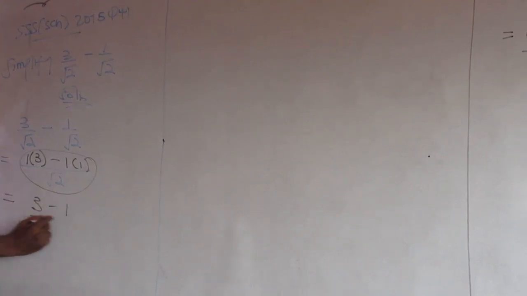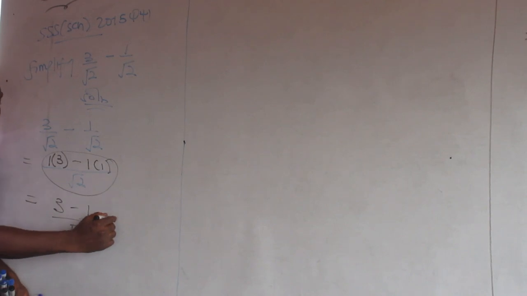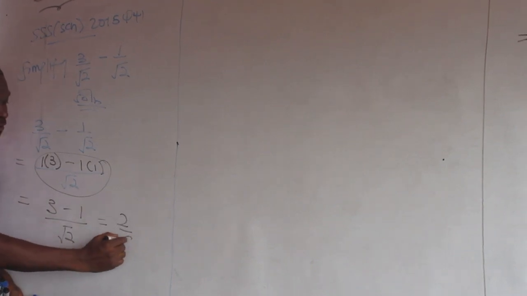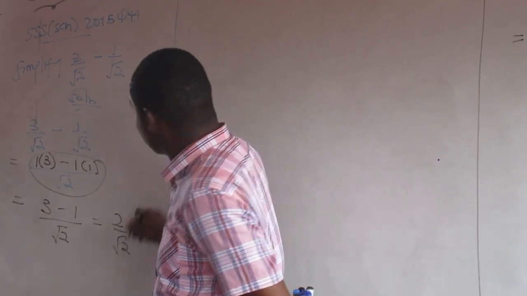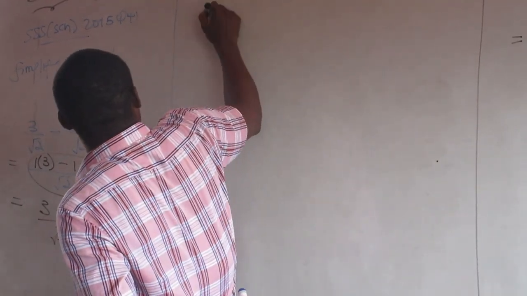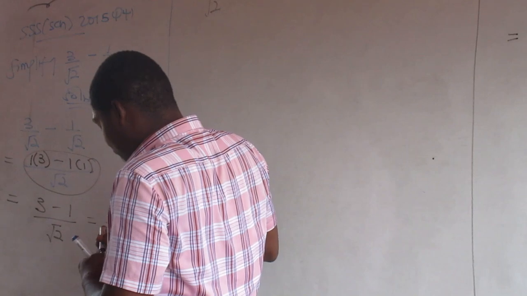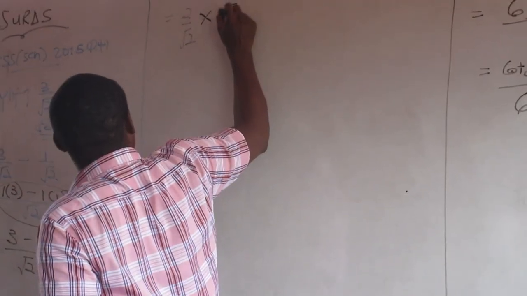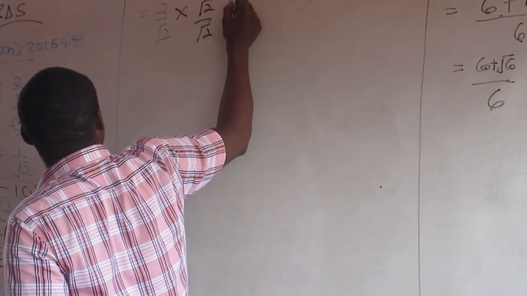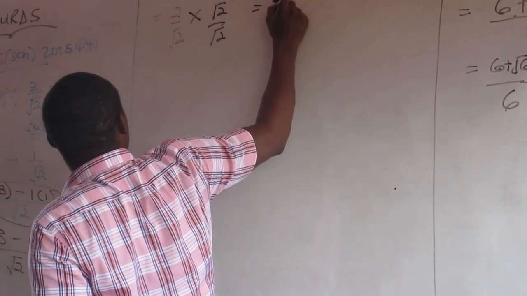3 minus 1 all over root what? 2. This cannot be an answer in mathematics. It needs to be what? Rationalized, okay? So this is 2 over what? Root 2. I need to rationalize this. Good. So I will now pick the denominator and multiply it against the numerator and the denominator again. There is 2 root 2.